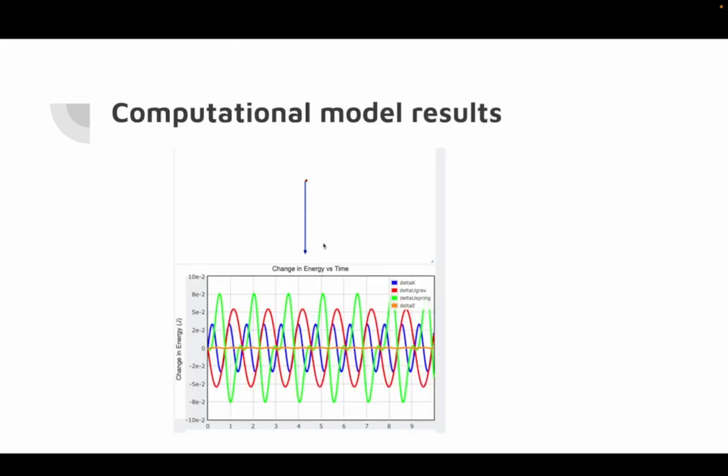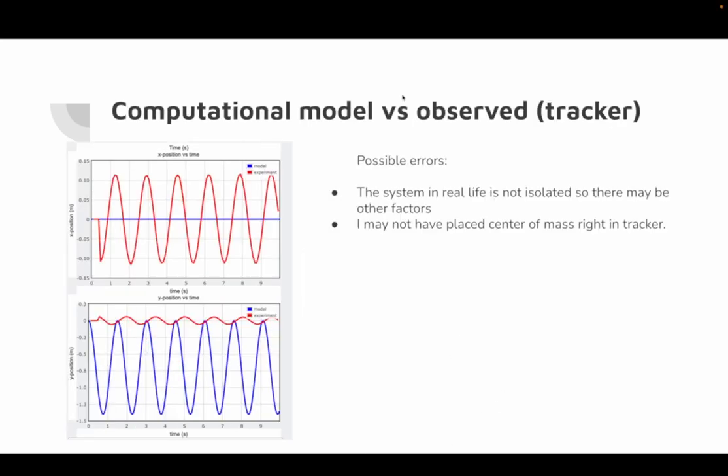So the computational model results show that the change in the energy was zero. And when I compared the computational model with the data from Tracker, it definitely did not line up right. So some errors that I could have had were that the system in real life is not isolated, so there may be other factors, or that I didn't place the center of mass right in Tracker.